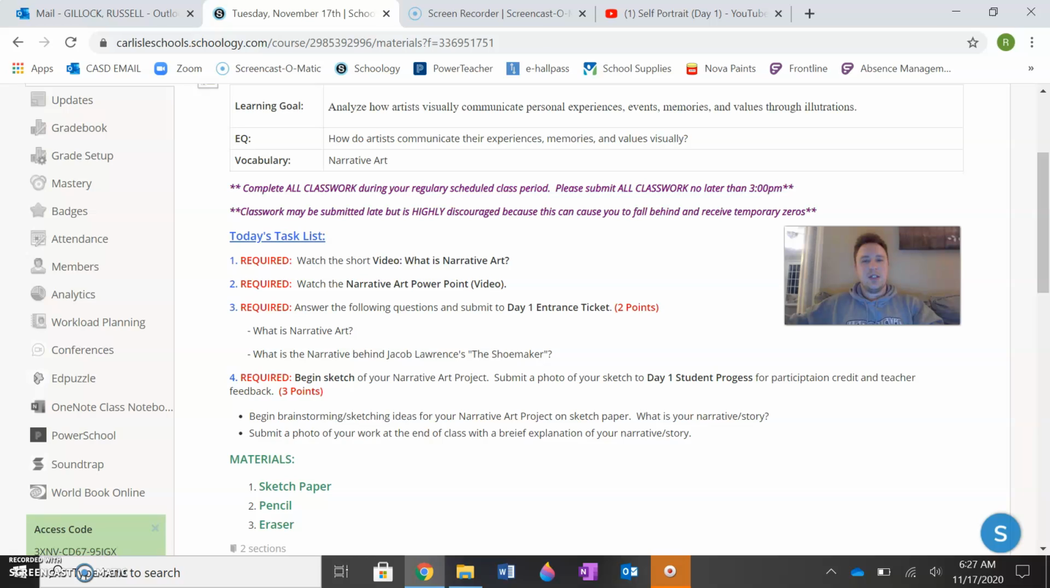It's a very easy day. Just make sure you take it all in and you choose that memory or a personal value to illustrate in your art, and just kind of show me your ideas as we move forward.